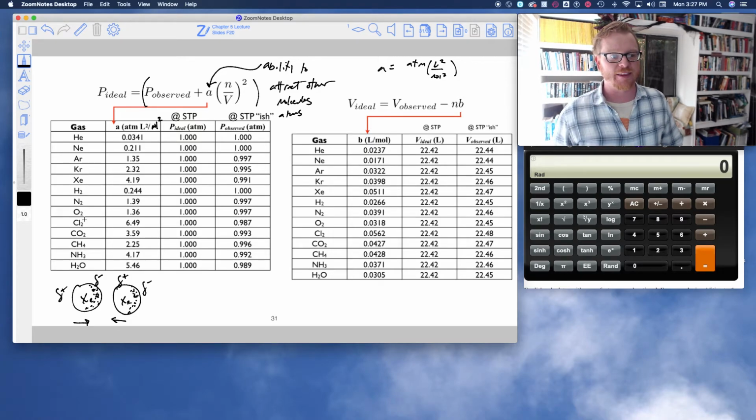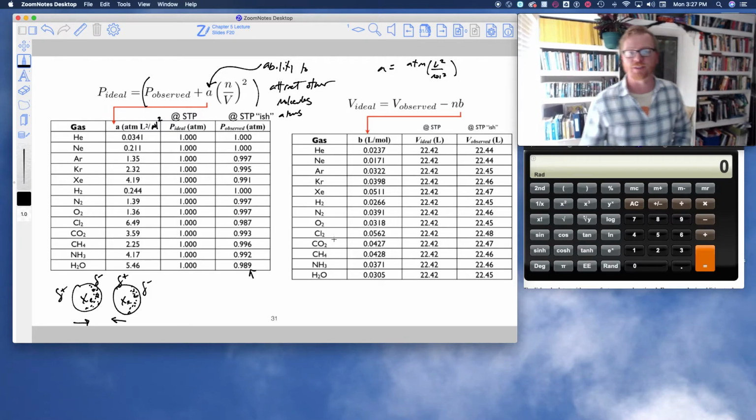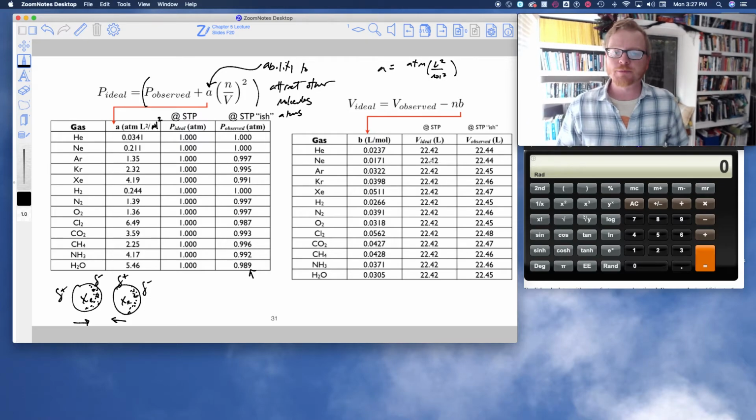And now if you look at these molecules, chlorine, carbon dioxide, methane, ammonia, water, it's a very noticeable effect for them. Like water, 0.989, because of its ability to attract due to hydrogen bonding. Okay, so now what about the volume of the molecules themselves? Well, if you look, our ideal volume is 22.42 liters.